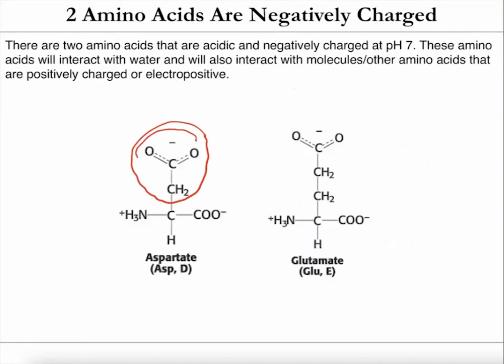And so it has this carboxylic acid group. It's got 1 methyl group and then this carboxylic acid group that can lose a proton and form this COO. That double bond is shared between these 2 oxygens, and it carries a negative charge. The other one is glutamate, which is just like aspartate, except it has 2 methyl groups instead of 1. So that's a little bit of a closer look at the 20 different amino acids that make up proteins.